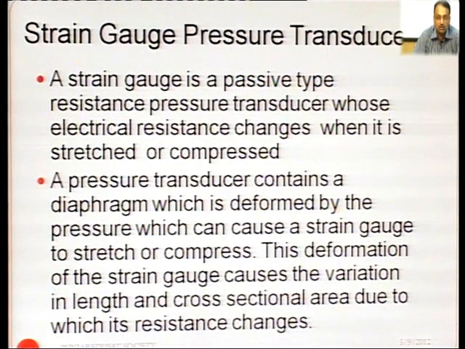A pressure transducer contains a diaphragm which is deformed by the pressure. The shape of the diaphragm is deformed by the pressure, which can cause a strain gauge connected to the diaphragm to stretch or compress. This deformation of the strain gauge causes the variation in length and cross sectional area, due to which its resistance changes.